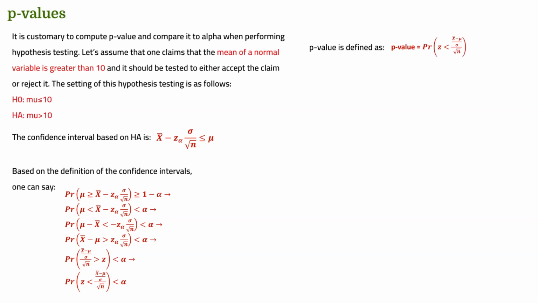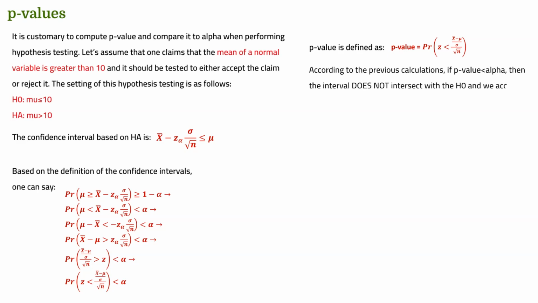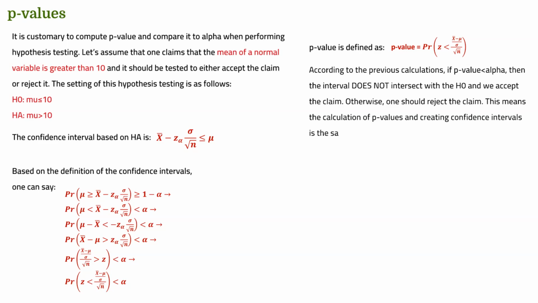If you continue computing, you will get the p-value as the probability of z less than x bar minus mu over sigma over square root of n. According to the previous calculation, if the p-value is less than alpha, then the interval does not intersect with H0 and we accept the claim. Otherwise, one should reject the claim. It means the calculation of p-value and creating confidence intervals is the same.